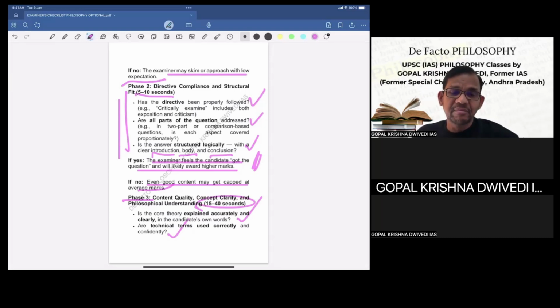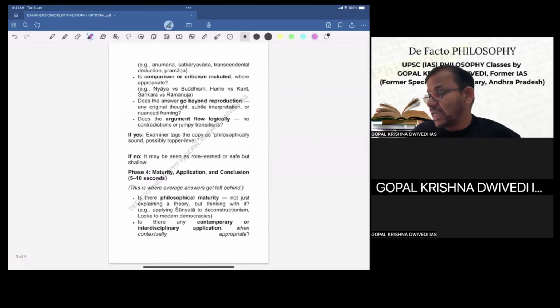Are the technical terms used correctly and confidently? Now, is the comparison or criticism included where appropriate? Suppose the question says critically examine, then criticism has to be given at least 30 to 40% weight. If the question itself says compare, then comparison has to be done properly.